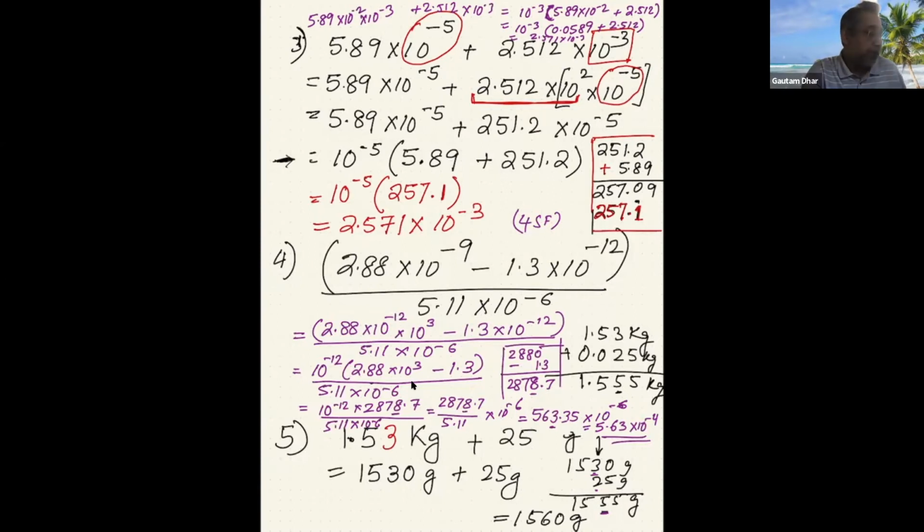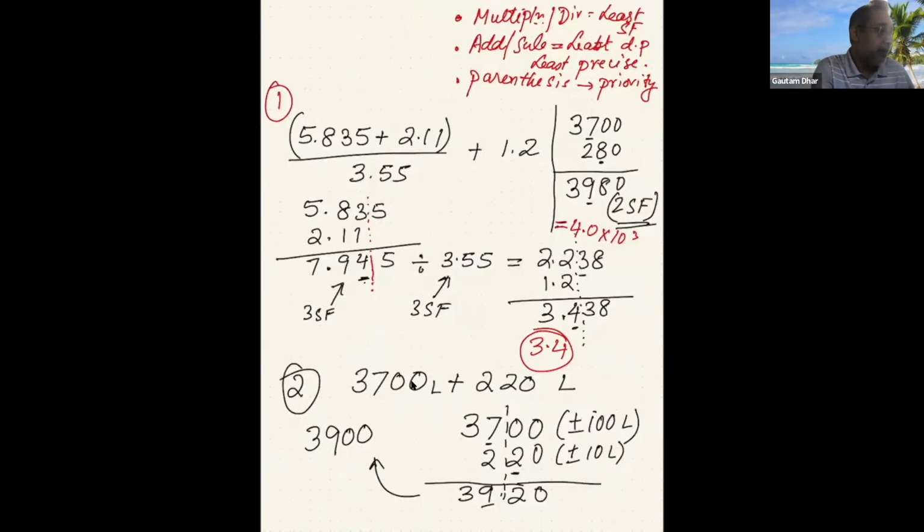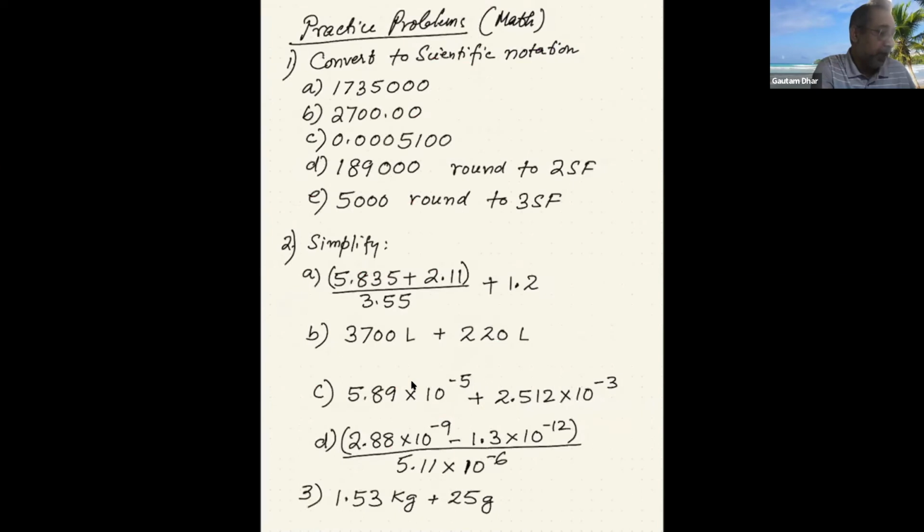Now, if you look at the next one, the problem actually looks like this. I have two exponents I'm adding and dividing by another exponent. When I'm adding, I keep to the addition rule, that is the least number of decimal places. And when I'm dividing, I'll keep to the least number of significant figures. So let's do the parentheses first.